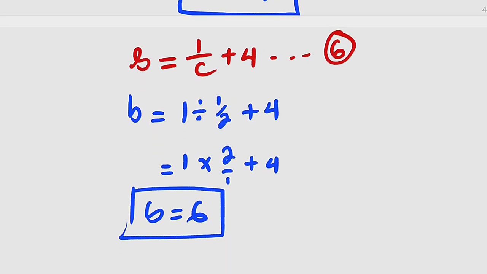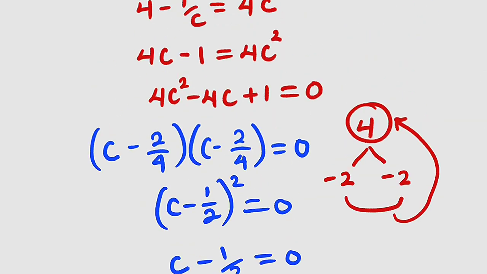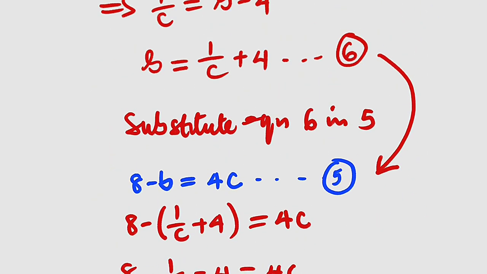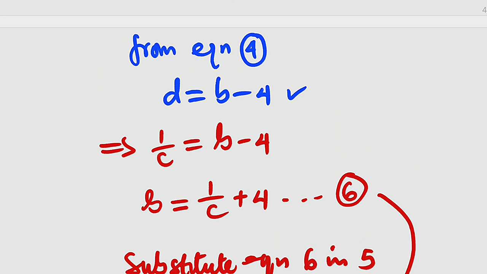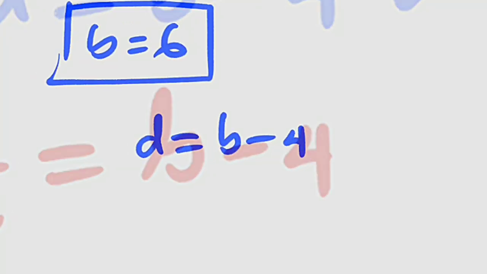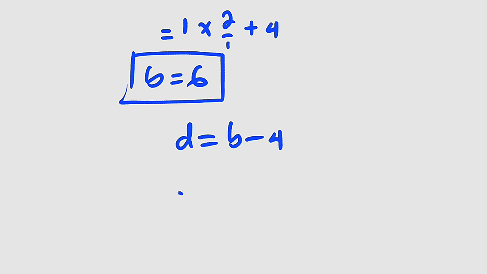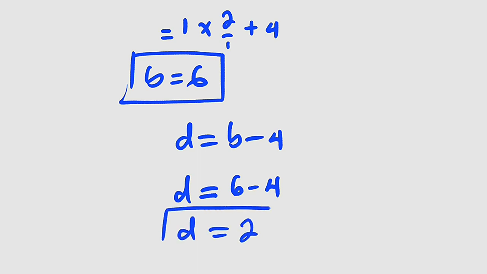Okay, I think we have a and d to find. We have a nice equation written in terms of d. So from this equation, d is equal to b minus 4, and b is 6, so 6 minus 4, and d is equal to 2.